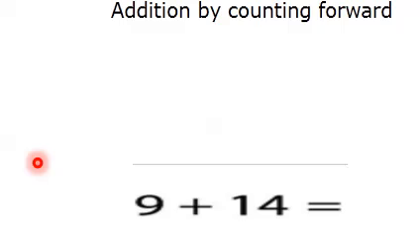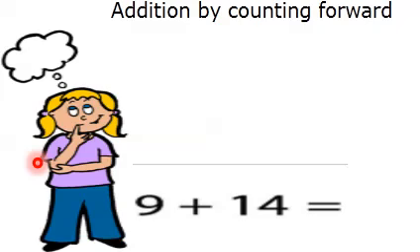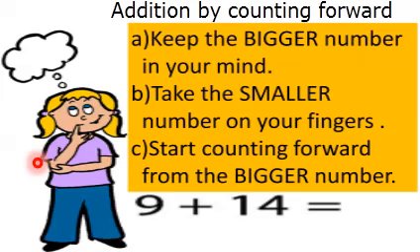So children, now let's try to solve the sum using these steps. Here you have your question, that is 9 plus 14. 9 plus 14 means, how do we do it? Let us revise the steps again. Keep the bigger number in your mind. Take the smaller number on your fingers and then start counting forward from the bigger number. So these are the steps of counting forward and adding.